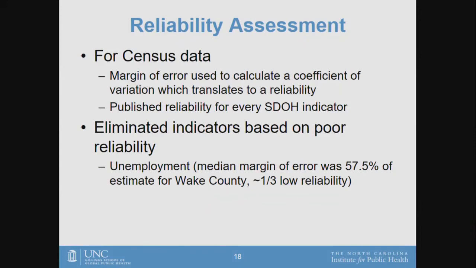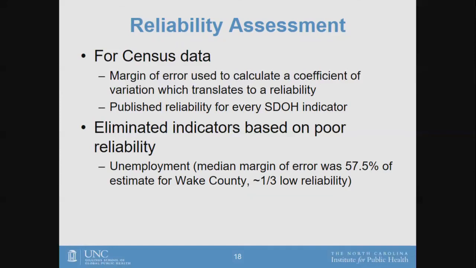But that was only for census data because the census publishes a margin of error, and we could calculate a coefficient of variation, which translates to a reliability. And then we publish that reliability for every social determinant of health indicator that we mapped. So this is a way to make sure that we're presenting information that you can make informed decisions on.